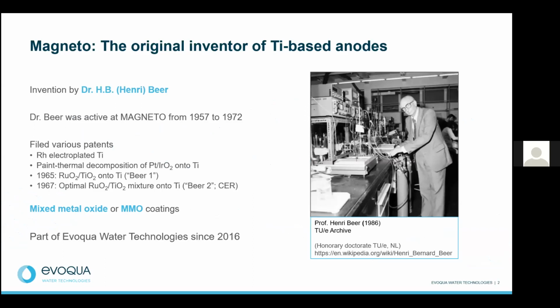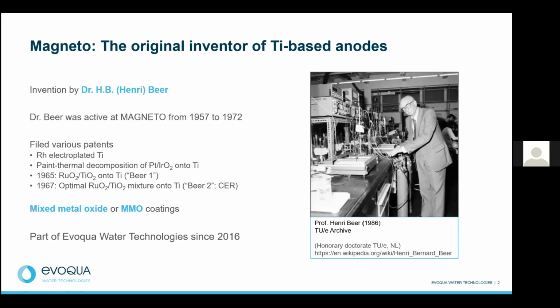Now, a very brief history about Magneto Special Anodes. We are the company, more or less officially, that actually invented titanium-based anodes. This invention was done by Dr. Henry Beer, shown here on the right. And in 1965, he invented the production of a ruthenium-titanium mixed oxide coating onto titanium.